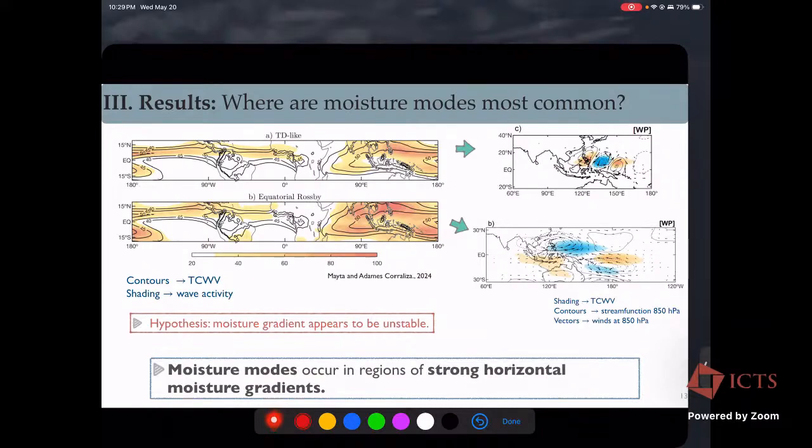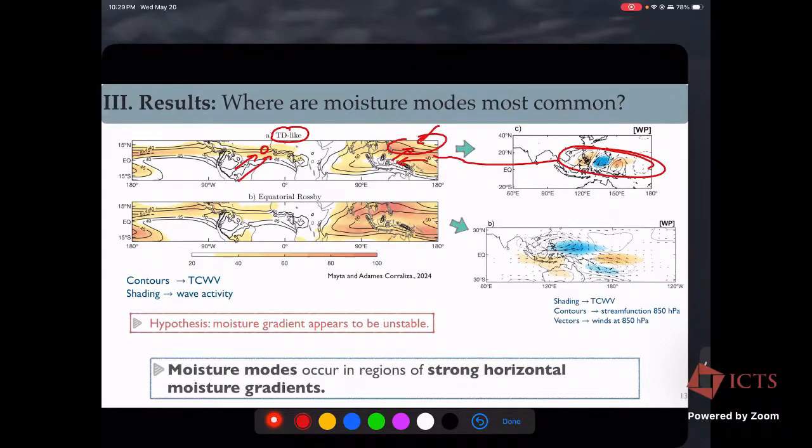If you go here, for instance, for the TD-like disturbances or easterly waves over the Atlantic region, you will see that the maximum activity is basically located where the moisture gradient is stronger, not where the maximum column moisture is observed. So if you go, for instance, over the Western Pacific, the same happens. The wave activity, the easterly waves over the Western Pacific, is basically more active where the moisture gradient is maximum. It's not active over here.